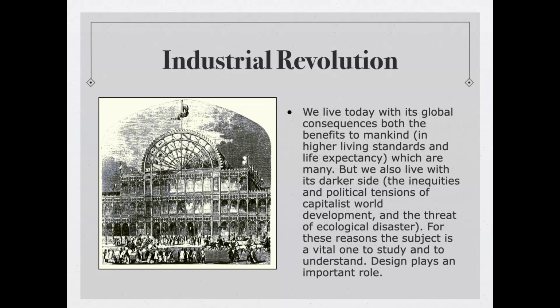We live today with its global consequences, both the benefits to mankind, which include things like a higher living standard and life expectancy, and there are many other great benefits, but we also live with the darker side of the Industrial Revolution, and that includes its inequity and its political tension of capitalism and a capitalist world that developed, and the threat of ecological disaster because of that development. And so for these reasons, the subject is a vital one to study and to understand.